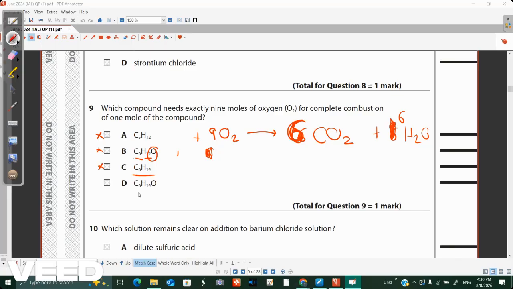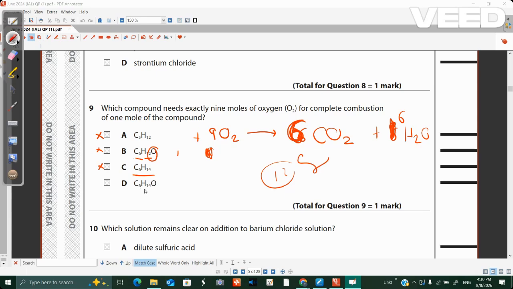So if you have 6 carbons, 12 oxygens are there. 12 oxygens means another 6 oxygens are there. It says 14 hydrogens, so 7 water molecules. Then altogether you have 12 oxygens and 7 oxygens, so altogether 19, right? And therefore you need to have one more extra oxygen there.